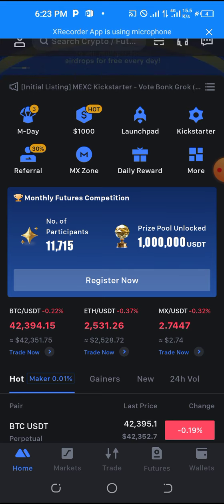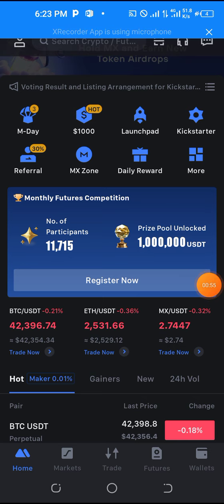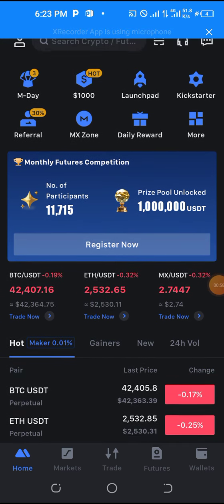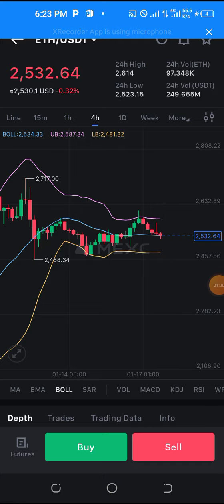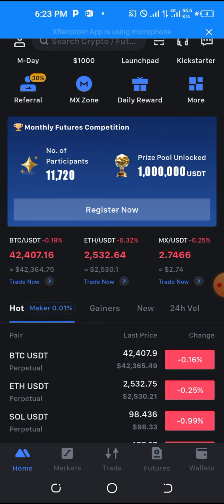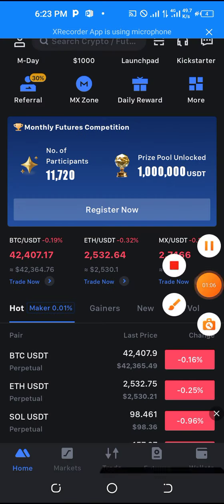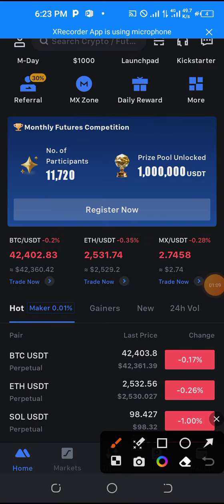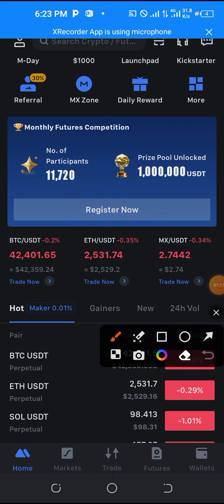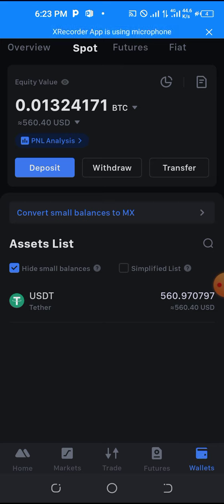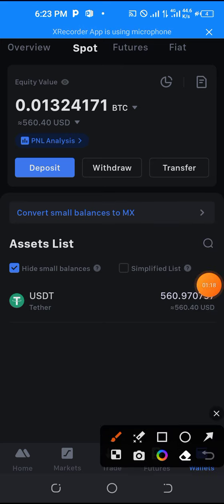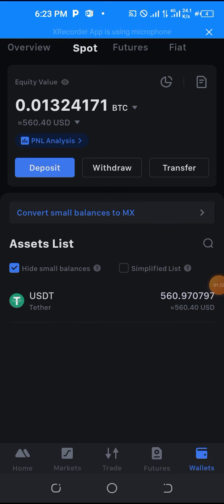Now, there is something I want to show you, something I've been doing for quite some time now, and I know it's going to be of help to you if you can also practice it. And the sweet part is that you don't need a lot of money to do this. Let me just quickly show you my balance here. I'll come to my wallet section and quickly show you this. So this is what I have here in USDT.